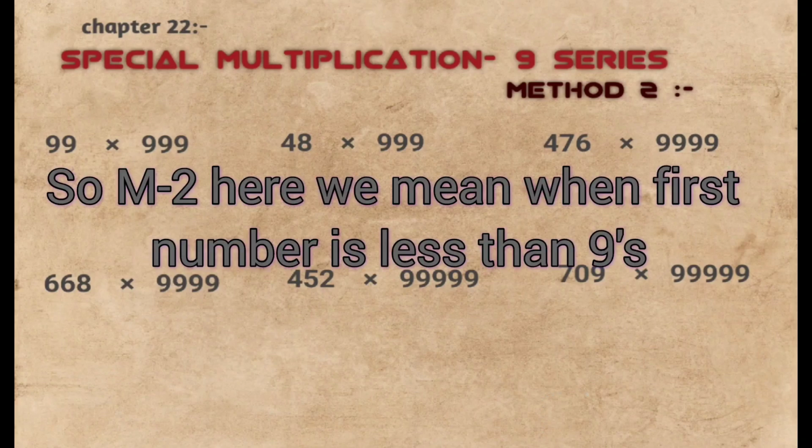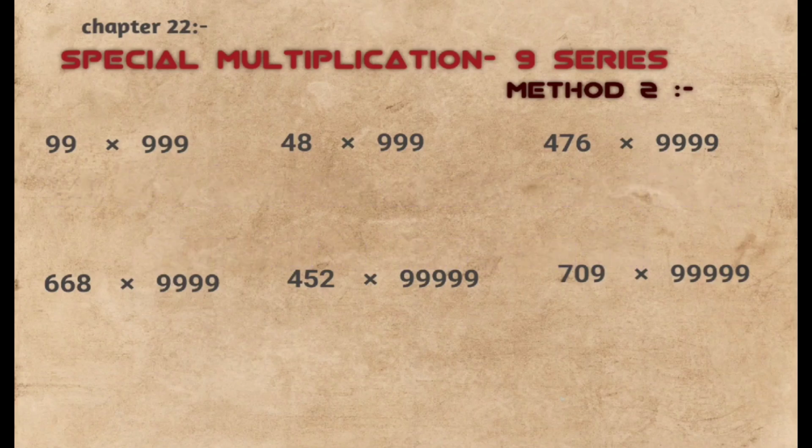Now let's understand method 2 of special multiplication. By method 2 here we mean that the first number is less than the nines in digits. Let's understand with the help of a question. The first question is 99 multiplied by 999. Here, as we can see, 99 has fewer digits than the 9s. So first of all, we'll equate the number of digits on both sides.